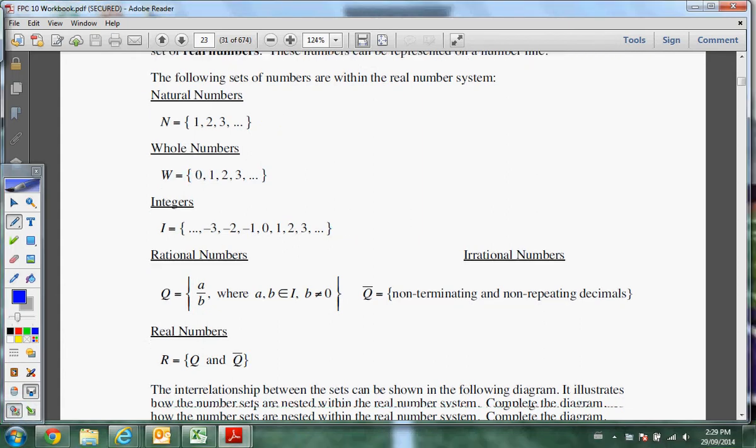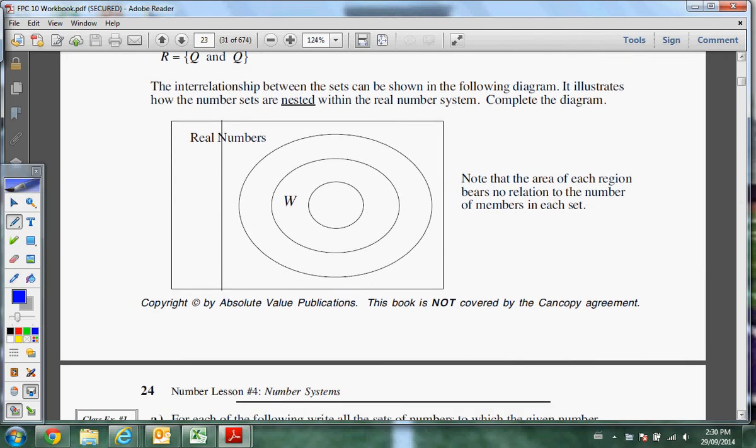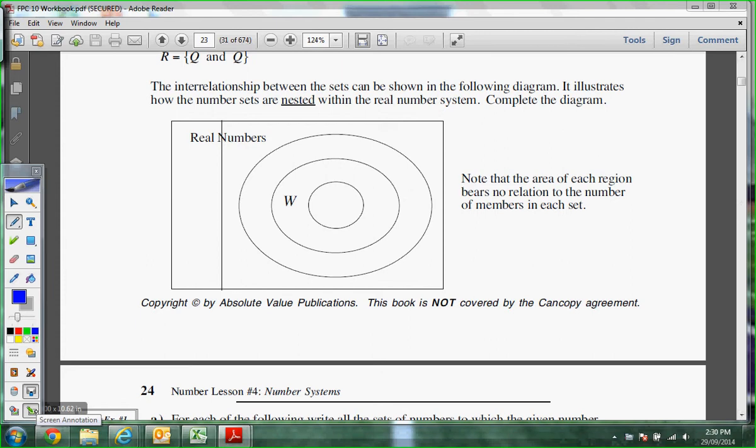So right here is a nice little Venn diagram for it. You have real numbers. This section here is your irrationals, which isn't very many. This is your rationals. This is your integers, and this is your naturals. So your naturals are whole, your wholes are integers, and integers are all rational. It's just a little Venn diagram of how that works. Any questions on those categories?